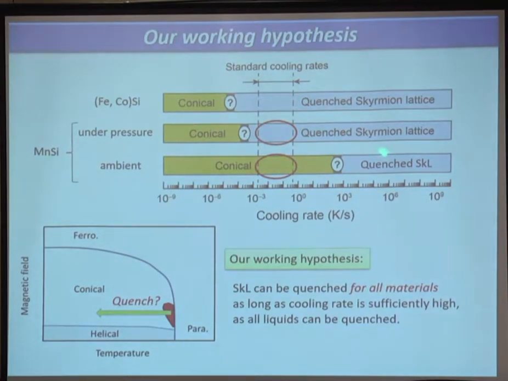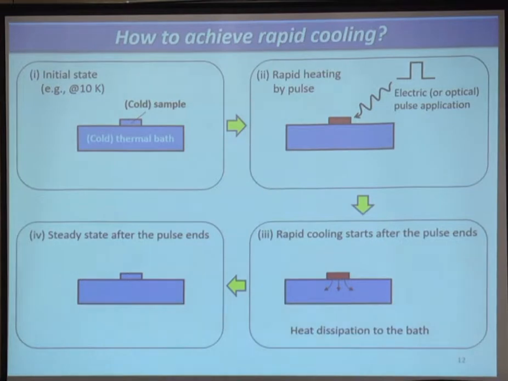So this means that when the experiment is done under standard cooling rate, the Skyrmion lattice can be quenched under pressure, but it is not possible for manganese silicide at ambient pressure. In other words, our working hypothesis is that the Skyrmion lattice can be quenched for all materials as long as the cooling rate is sufficiently high, as all liquids can be quenched. To address this issue, we have to control the experimental cooling rate in a wide range.